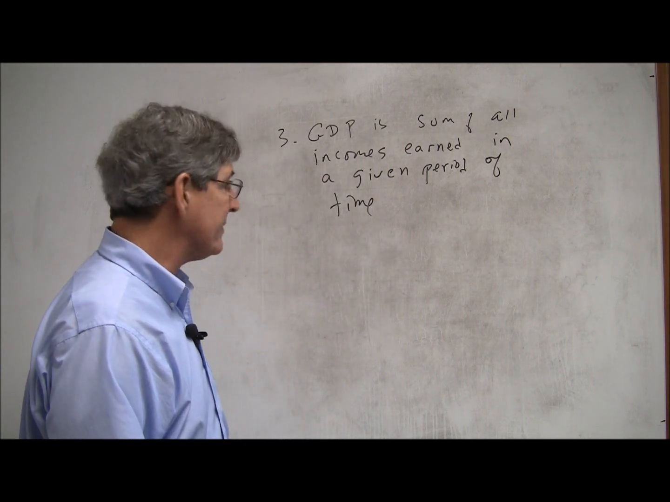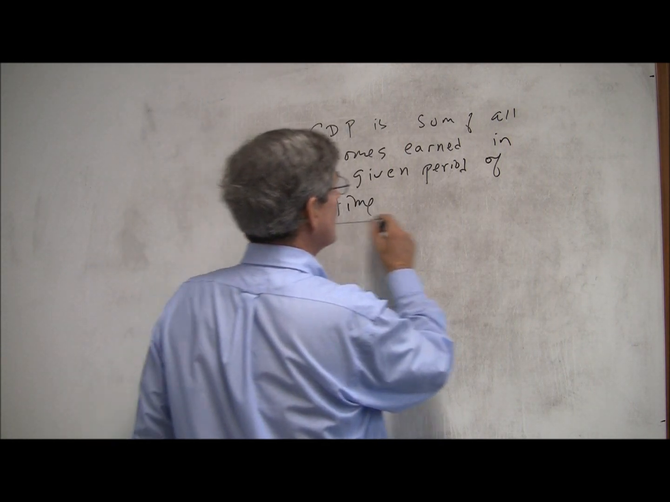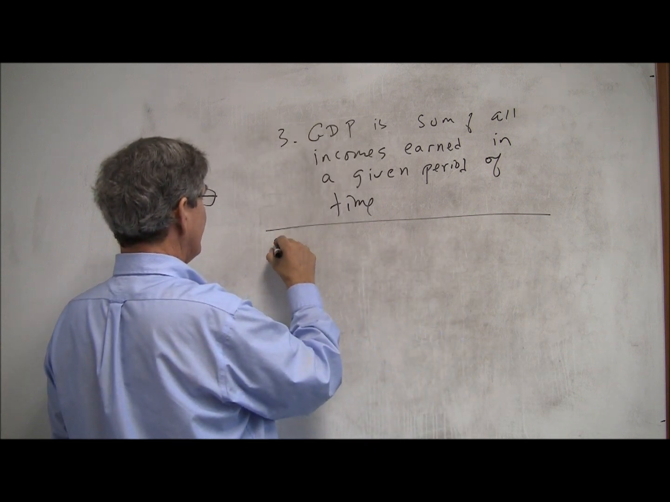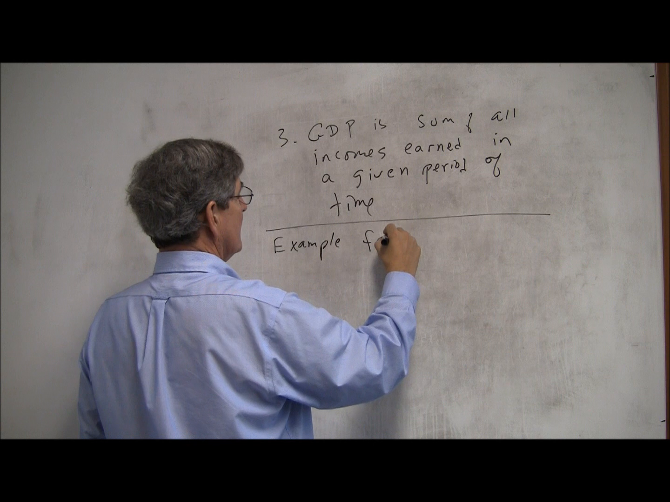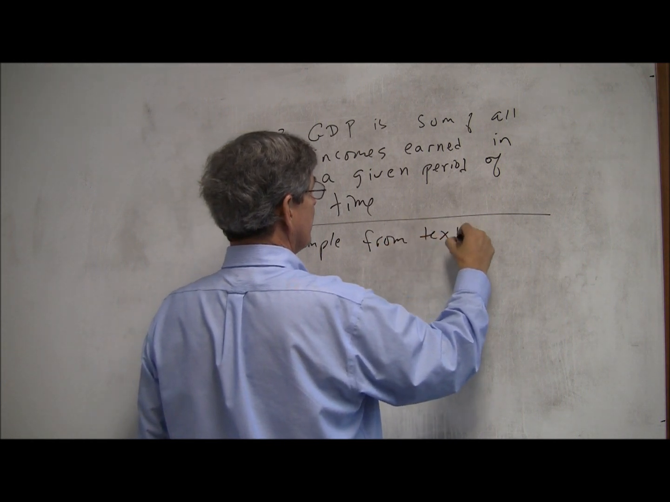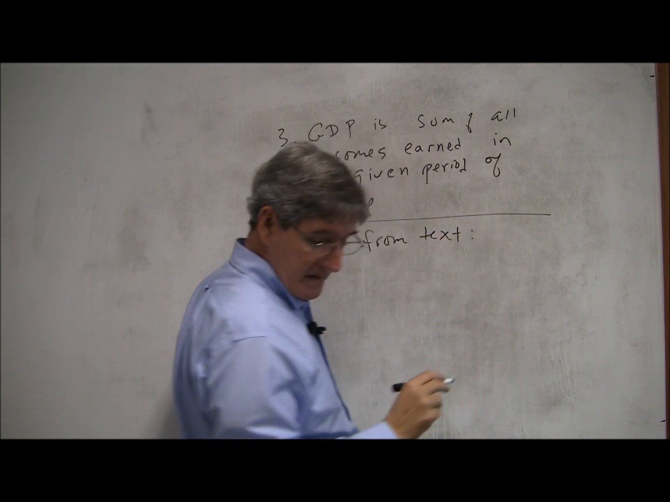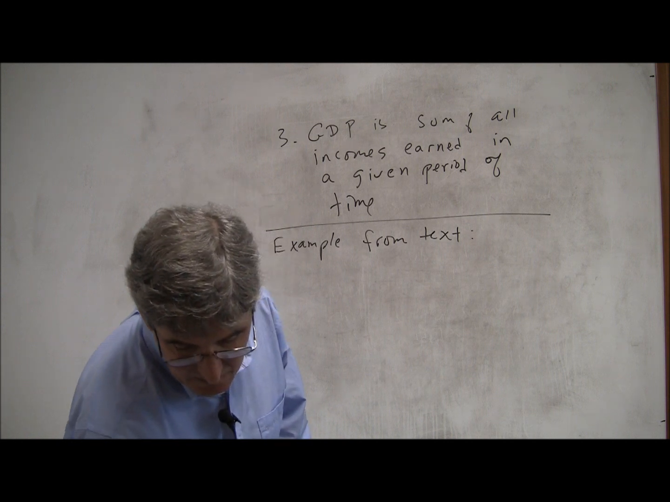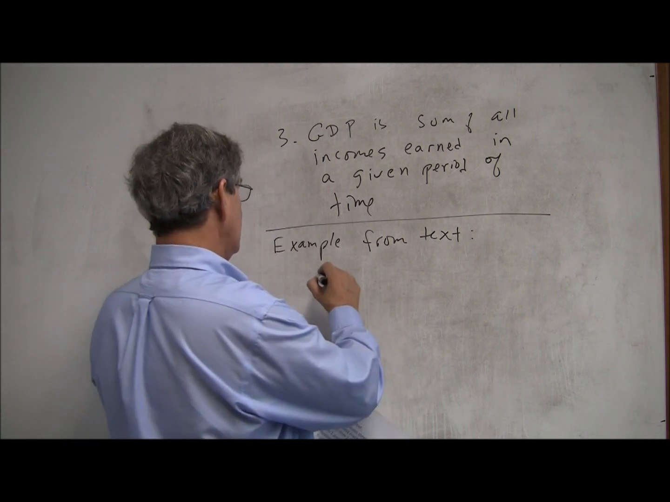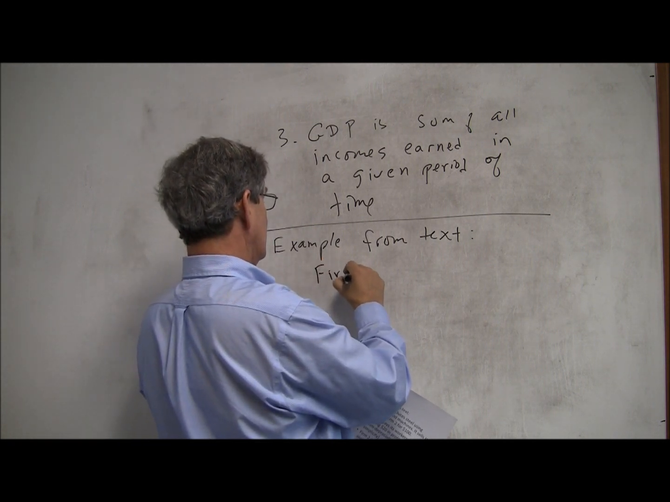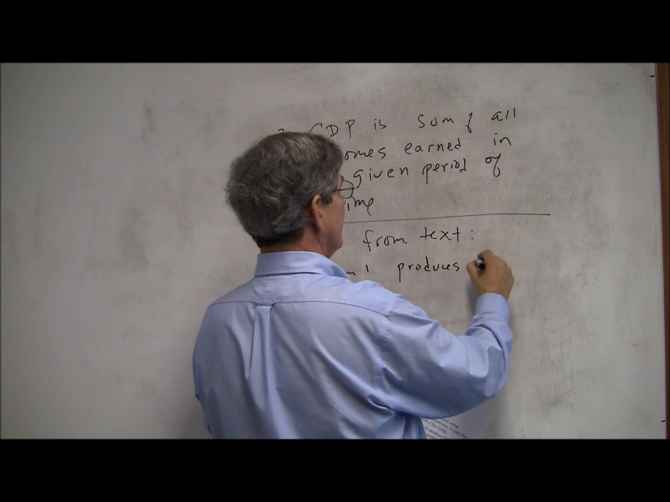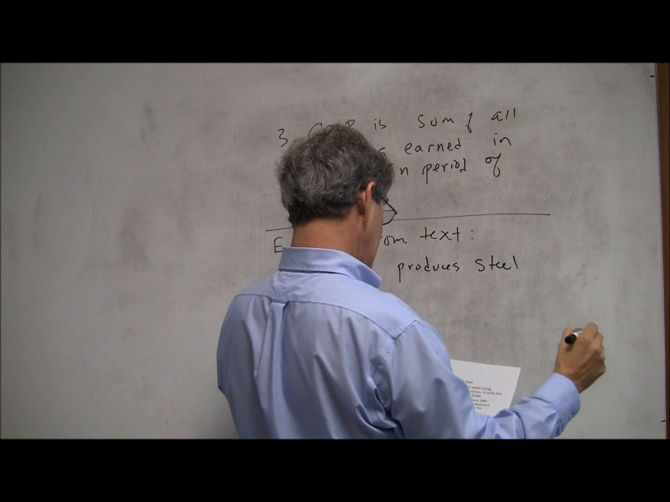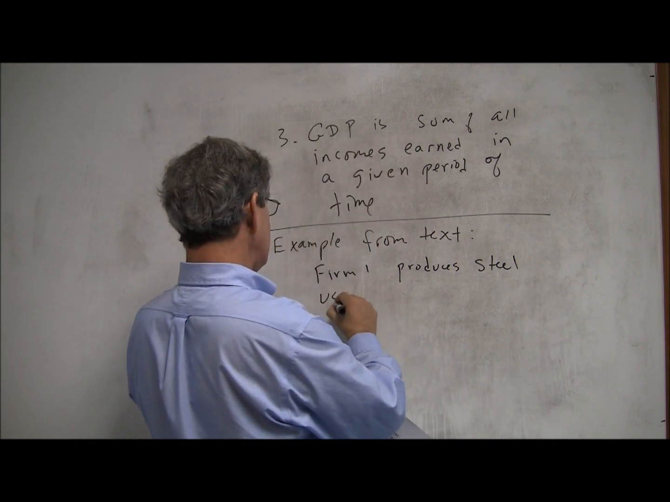So let me do an example from the text. Okay, so how does this work? Firm 1 produces steel from raw materials using workers and machines.